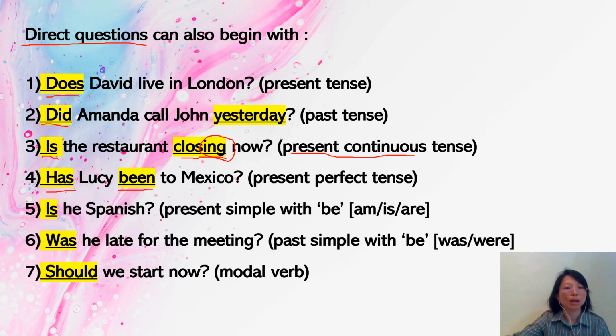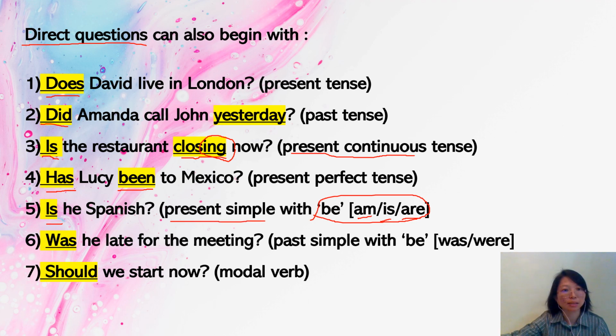Number 5, is he Spanish? This one uses present simple with be. What is be here? Be means am, is, or are. So am, is, are actually the verb to be. This is verb to be with the present simple.